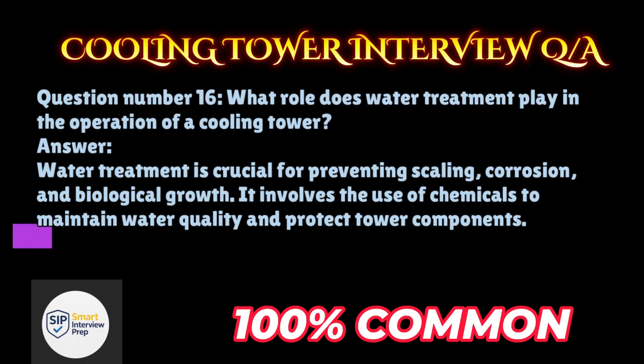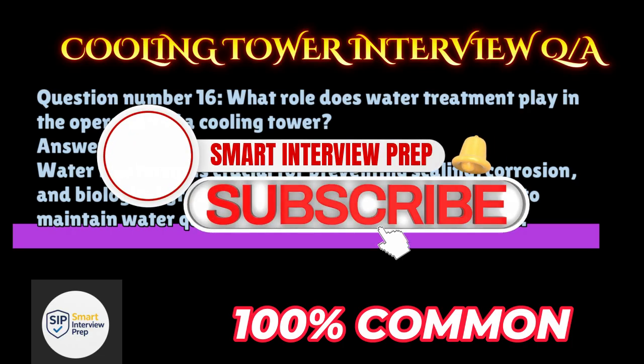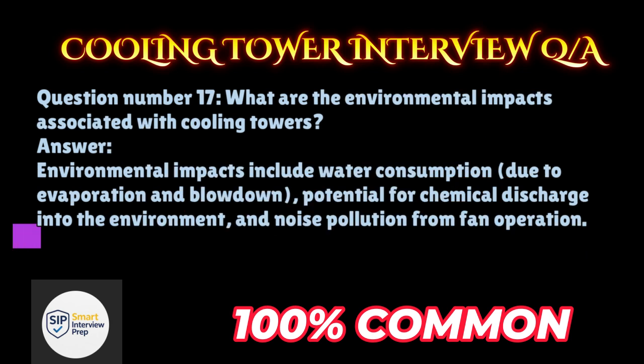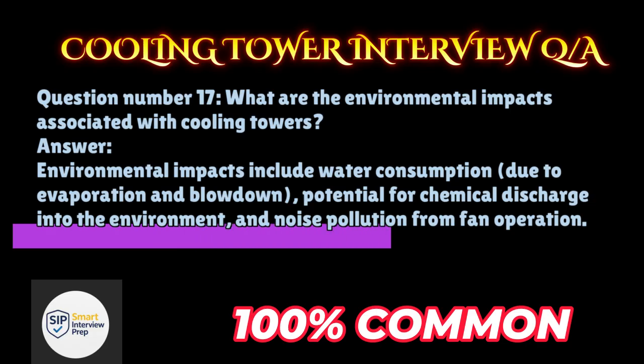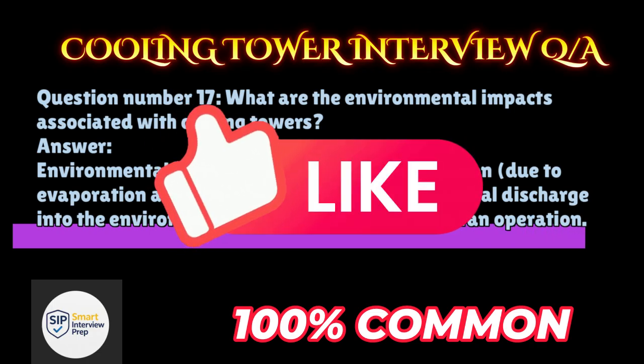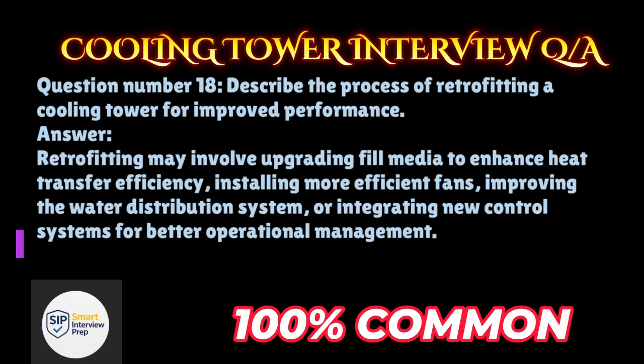Question number 16. What role does water treatment play in the operation of a cooling tower? Answer. Water treatment is crucial for preventing scaling, corrosion, and biological growth. It involves the use of chemicals to maintain water quality and protect tower components. Question number 17. What are the environmental impacts associated with cooling towers? Answer. Environmental impacts include water consumption due to evaporation and blowdown, potential for chemical discharge into the environment, and noise pollution from fan operation.